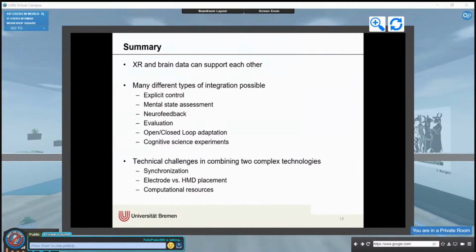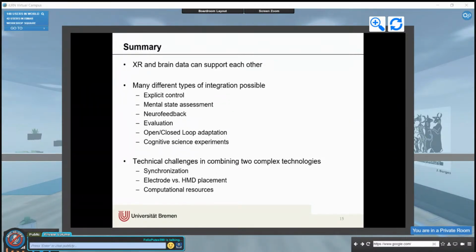All right, and that was it already from my tour de force through a lot of these fields, which you'll see later on over the course of this workshop. So we saw that mixed reality and brain activity can support each other nicely. That they can integrate in many different ways through explicit control, mental state assessment, neurofeedback, but also open and closed loop systems, or the evaluation of the XR systems.